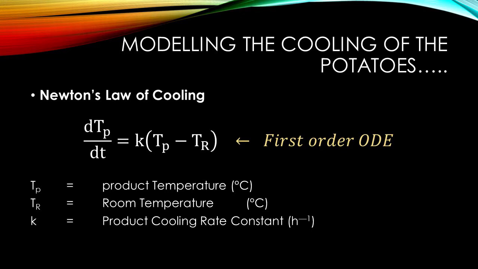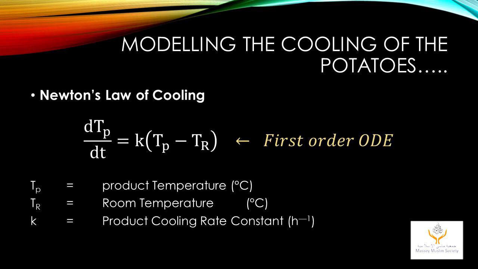Okay, and to model it, we're going to use an existing model, which is called Newton's law of cooling. It's basically straightforward. The rate of temperature change in the product is proportional to some constant, which is called the cooling rate constant, times the product temperature minus the room temperature. Remember, the room temperature is about 4 degrees.